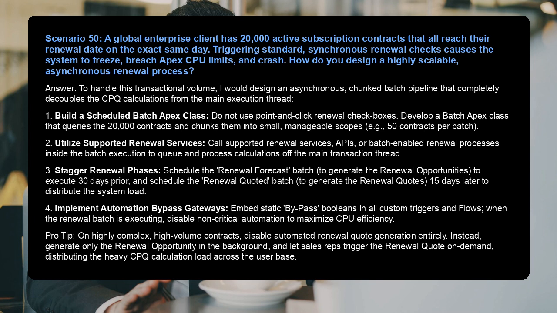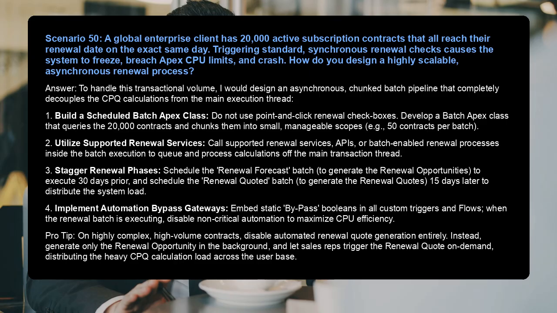1. Build a scheduled batch Apex class. Do not use point-and-click renewal checkboxes. Develop a batch Apex class that queries the 20,000 contracts and chunks them into small, manageable scopes, for example, 50 contracts per batch. 2. Utilize supported renewal services. Call supported renewal services, APIs, or batch-enabled renewal processes inside the batch execution to queue and process calculations off the main transaction thread.